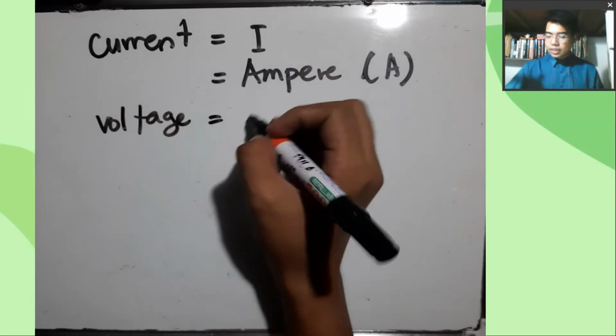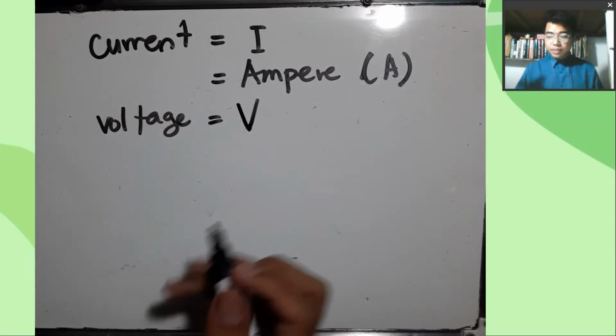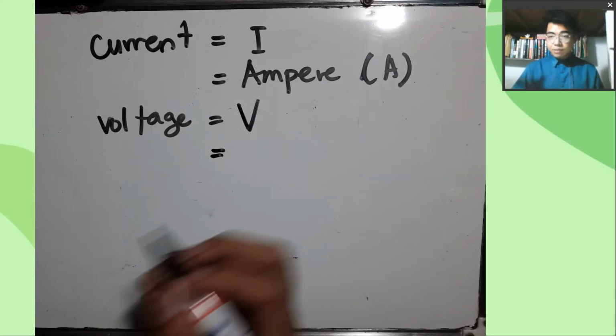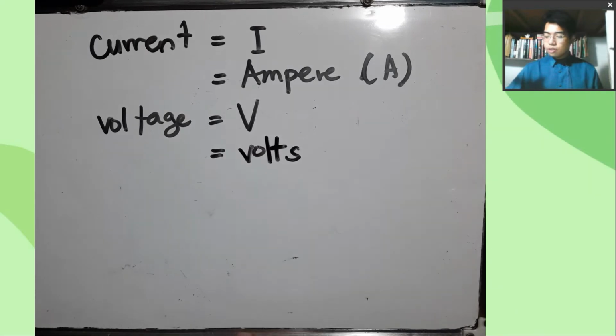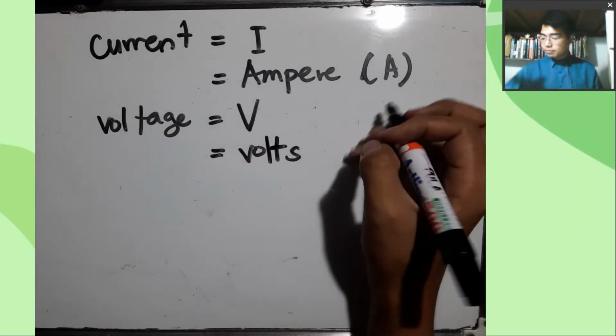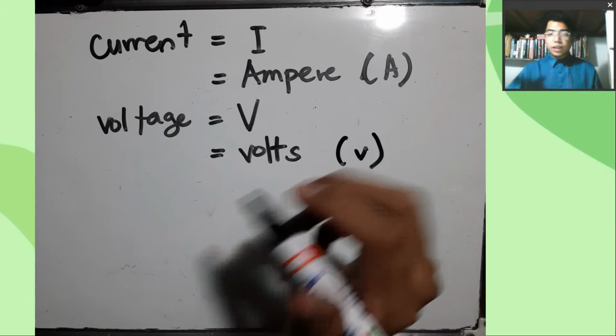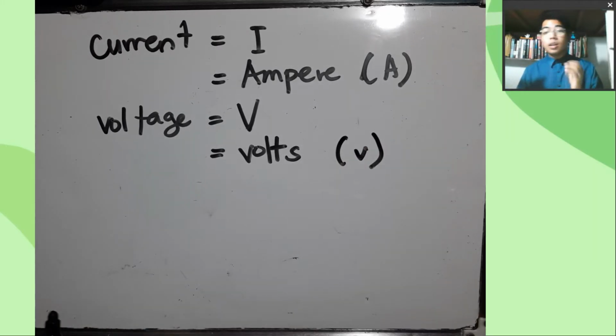which is represented by capital letter V, and its unit is volts, from Alessandro Volta, which is represented by small letter v, while some books are using capital letter V as well. But in this case, to avoid confusion, let's utilize small letter v for the meantime. Once again, this is case-to-case basis when it comes to the unit for volt.